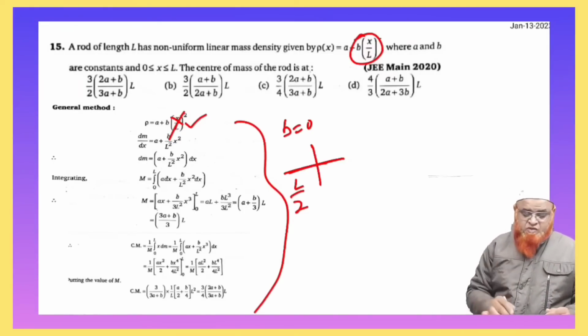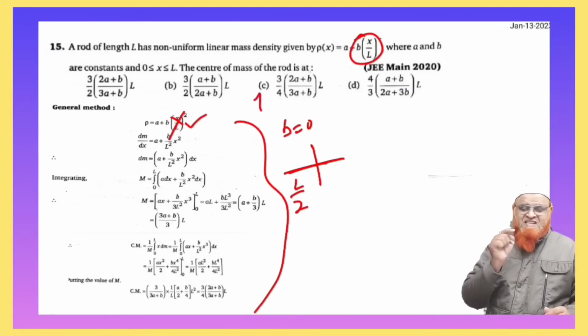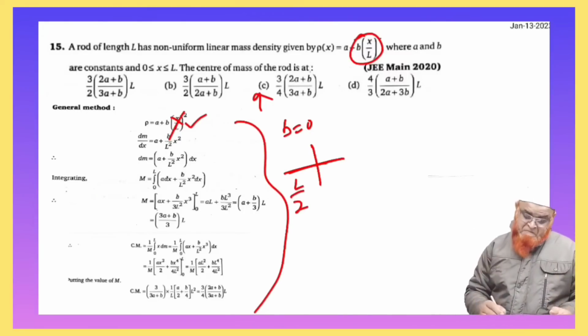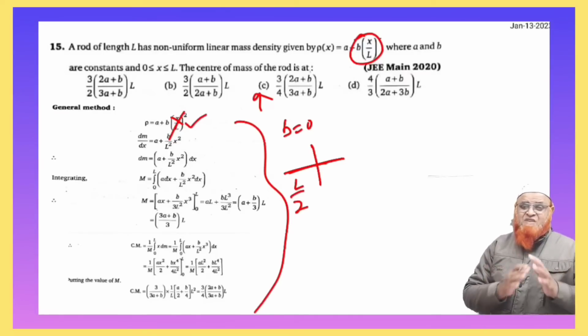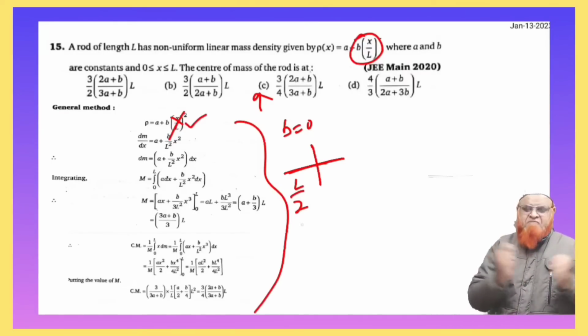In a similar way, if you go on substituting the value B equal to 0 in the four options, you will find a very funny and interesting thing, that only option C is the correct option, because if you substitute the value of B as 0, you will get the center of mass of the rod as L by 2. Let us check and find it.